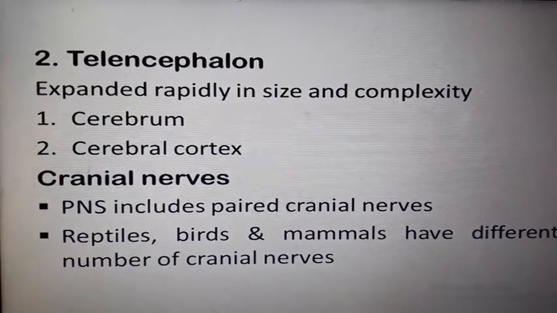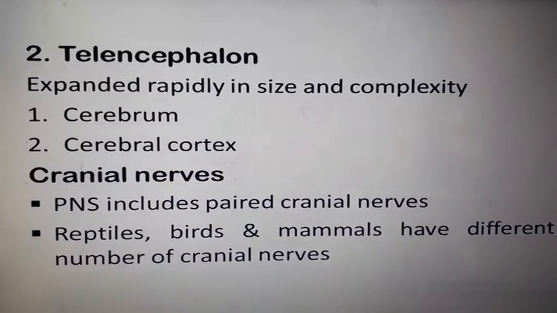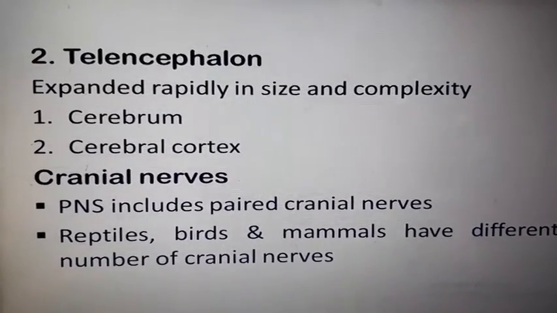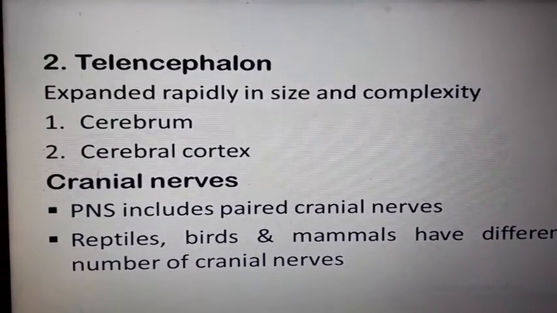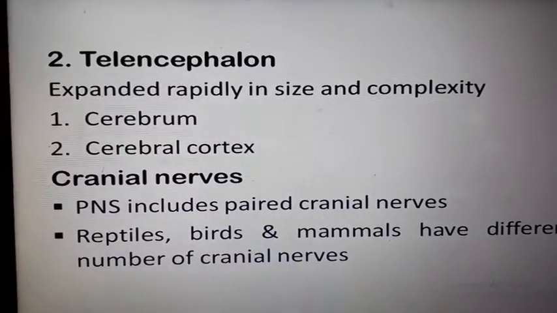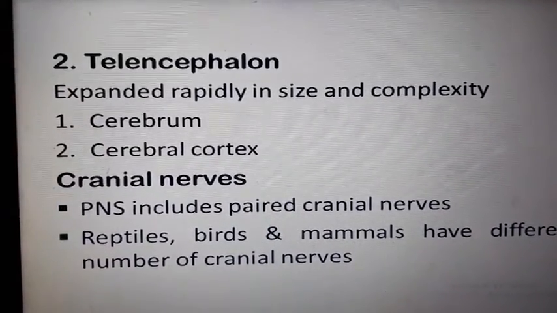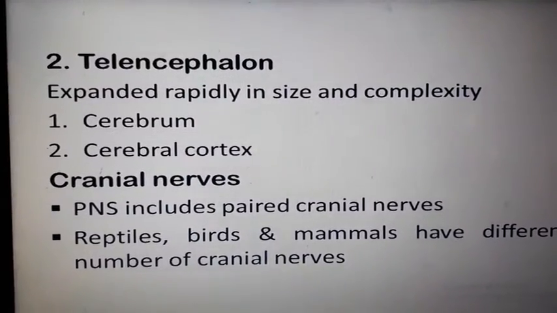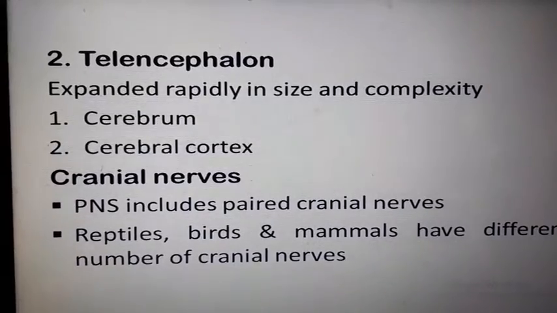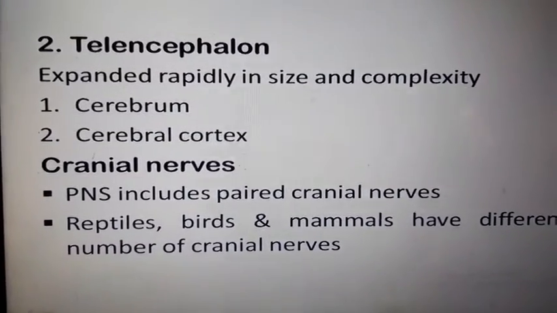The second division of the forebrain is the telencephalon. As the diencephalon slowly expanded during evolution and handled more and more sensory functions, the telencephalon expanded rapidly in both size and complexity. So there are different parts like the cerebrum and cerebral cortex as well.